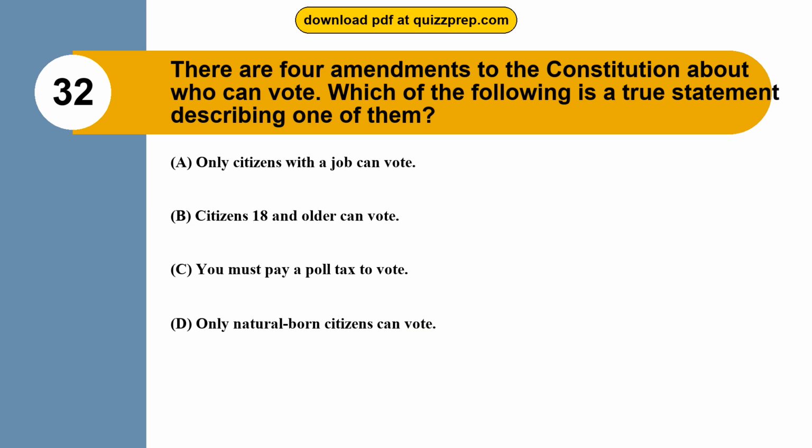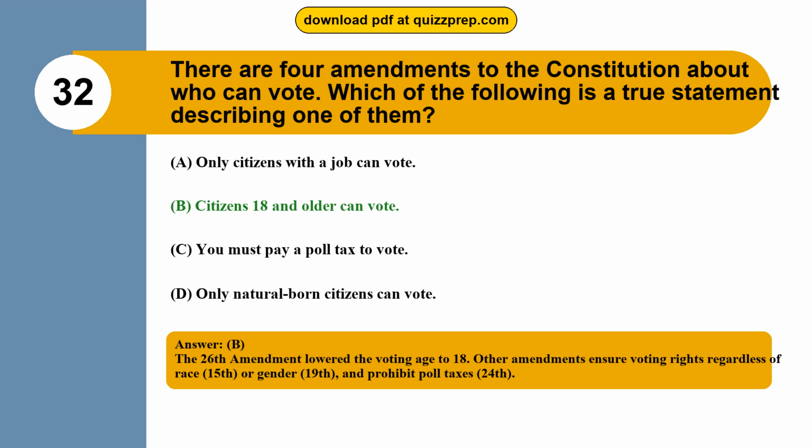Question 32. There are 4 amendments to the Constitution about who can vote. Which of the following is a true statement describing one of them? Option A. Only citizens with a job can vote. Option B. Citizens 18 and older can vote. Option C. You must pay a poll tax to vote. Option D. Only natural-born citizens can vote. The correct answer is option B. Citizens 18 and older can vote. The 26th Amendment lowered the voting age to 18. Other amendments ensure voting rights regardless of race, 15th, or gender, 19th, and prohibit poll taxes, 24th.